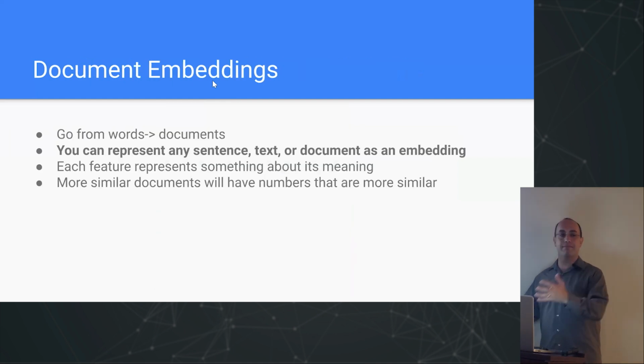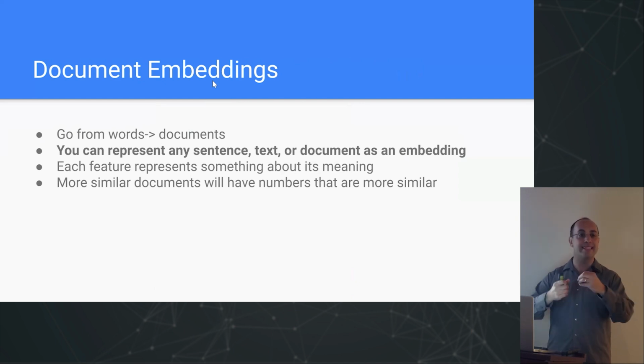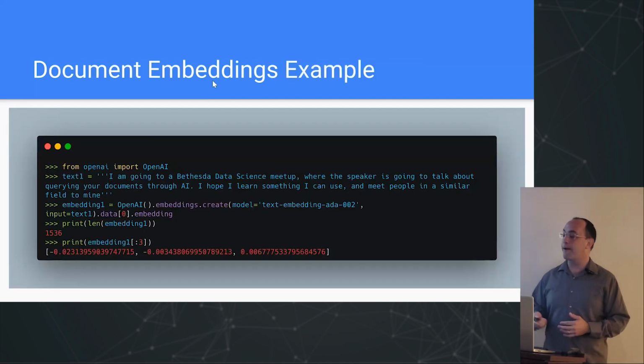But then, of course, we can embed our entire document or any type of text that we might put into ChatGPT. ChatGPT turns that into an embedding, into a set of numbers. In that embedding, each feature represents something about the meaning, and therefore documents that are about the same topic are going to have vectors and numbers that are more similar to each other through the cosine similarity metric.